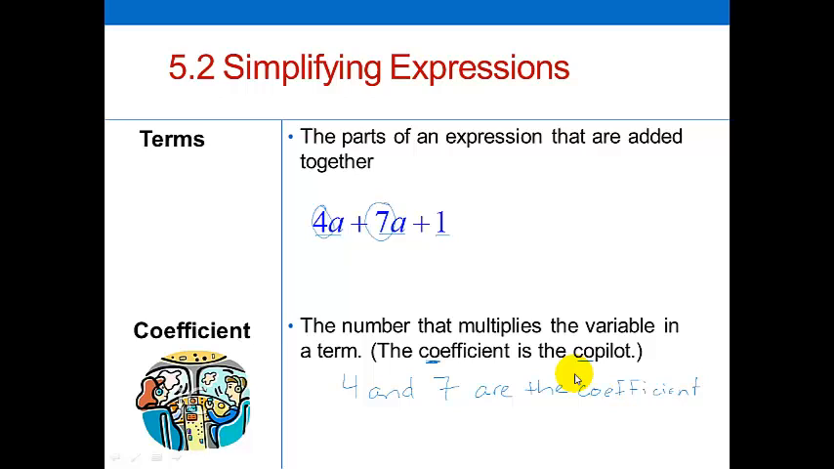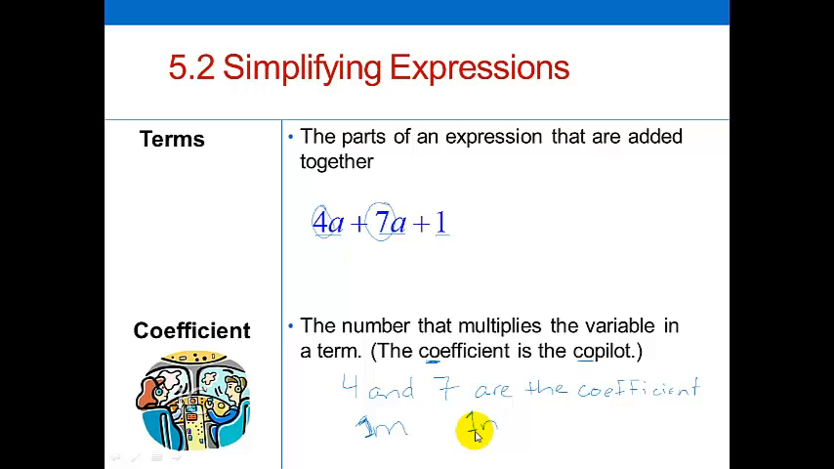Now, it's also important to remember that if I had the variable, let's say m, and it was all by itself, there really is the coefficient of a 1 in front of it. So if you see a variable all by itself, let's say it was the variable n, and you want to write a 1 there so you can see that coefficient, feel free to do so. It's always there. We just don't write it unless we need to.